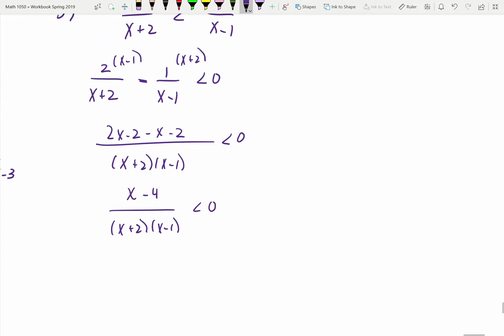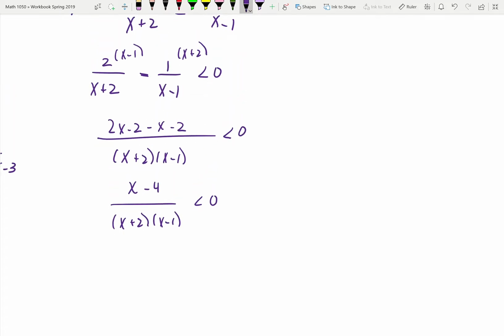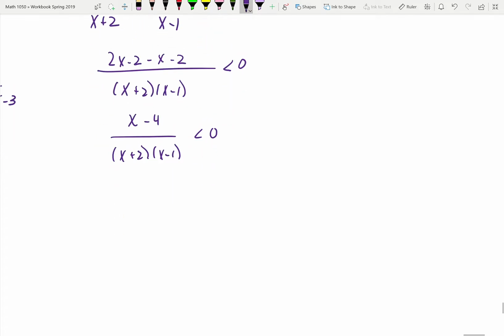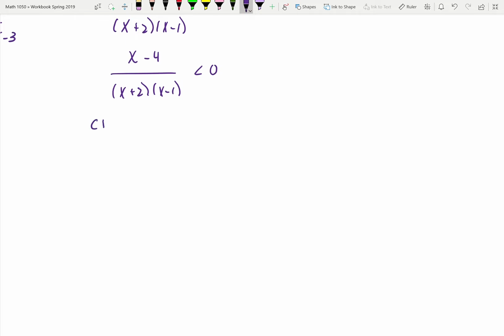So step 1, get a 0. Step 2, get a common denominator. Step 3 is factor. The next step is to list your critical numbers. So from the top, you get a 4. From the bottom, you get a negative 2 and a positive 1. I don't have to worry about restrictions for this problem because I have no equal sign. So all my circles are going to be open anyway. So negative 2 over here, positive 1 right there, 4 is over here, all my circles are open.